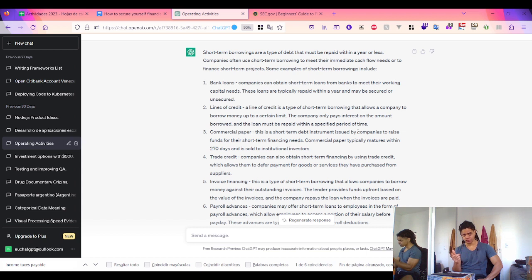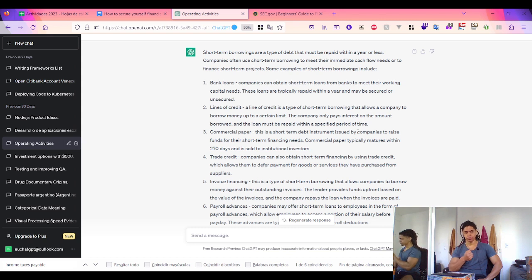Also deferred revenue, which are obligations that a company has to provide goods and services for money that has been collected. For example, subscription services like Netflix, Spotify, or Shopify, or gift cards.